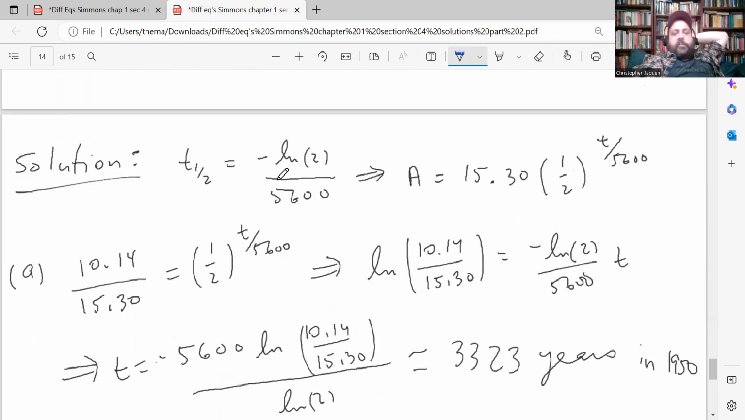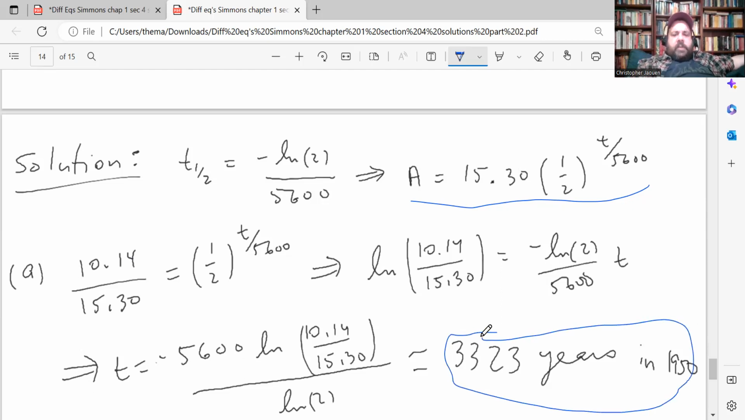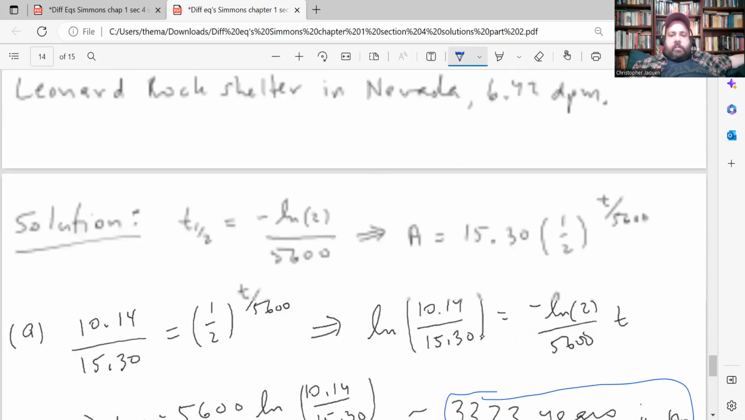For part A, first off, using the half-life, we get our decay model over here. We've done that a bunch of times already today, so I won't go through that process. But anyway, then we can set the 10.14 disintegrations per minute equal to the model, and solving for T, we get that the chair leg in Tutankhamun's tomb was approximately 3,323 years before 1950. That's how old it is, at least at that time. And we could do the similar thing for the other problems that they asked us for here.